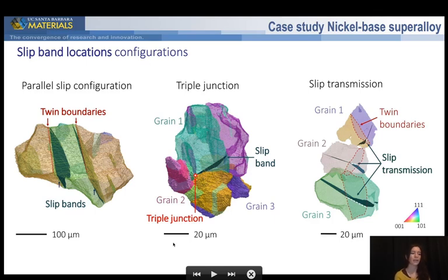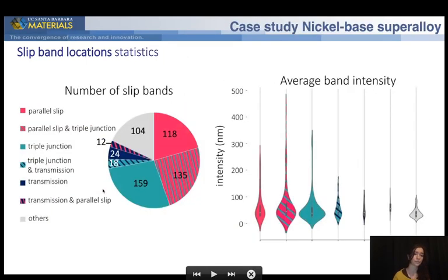Being able to visually identify these configurations based on a few observations is already one big achievement by itself. Yet one cannot systematically, manually look at several, like hundreds of individual slip bands one by one. So we really need to automate this kind of procedure if we want to have a statistical perspective of how frequent we observe these configurations.